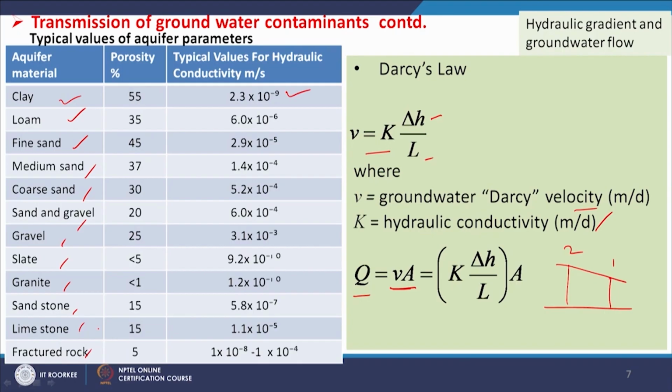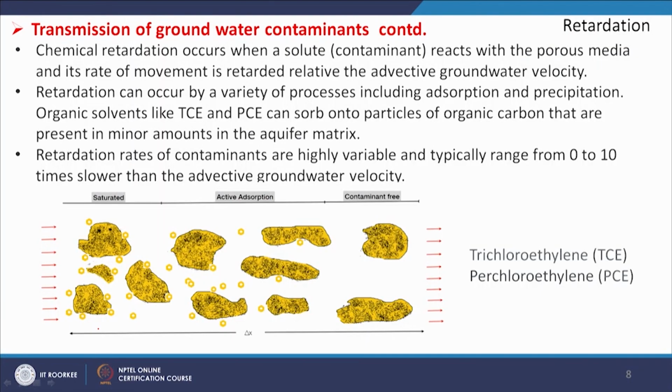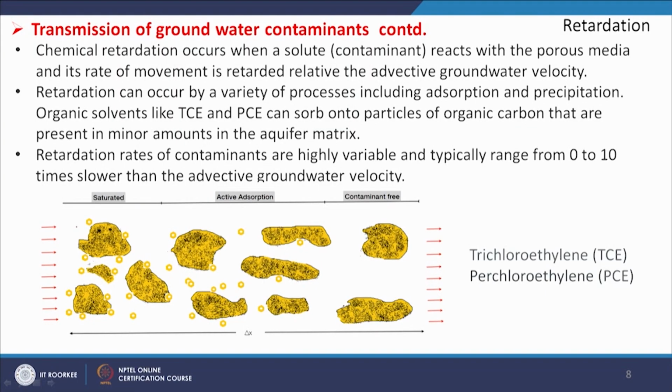Now we see that when the water moves, the pollutants present in it may move equally with the velocity of the water or may not be able to, because there will be some interactions between the aquifer materials and the pollutants. If there are no interactions, then theoretically the water velocity and the velocity of the pollutants will be the same. Here the water is going on, these are the pollutants and these are the materials.